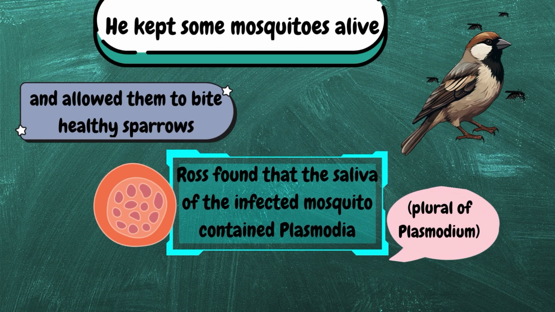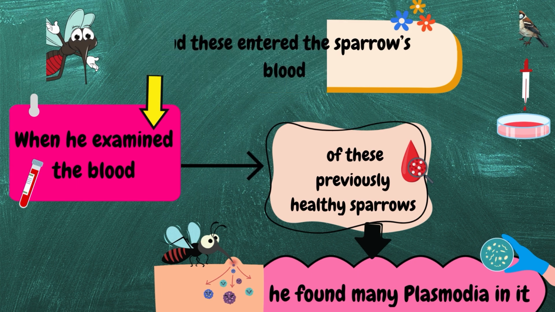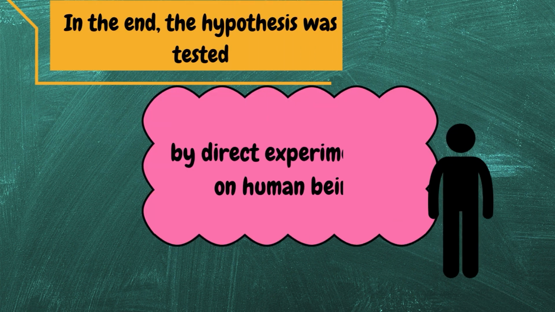He kept some mosquitoes alive and allowed them to bite healthy sparrows. Ross found that the saliva of the infected mosquito contained plasmodia, plural of Plasmodium, and these entered the sparrow's blood. When he examined the blood of these previously healthy sparrows, he found many plasmodia in it. In the end, the hypothesis was tested by direct experimentation on human beings.